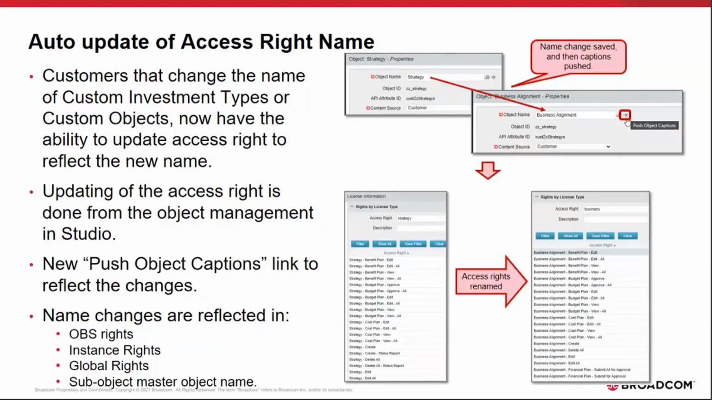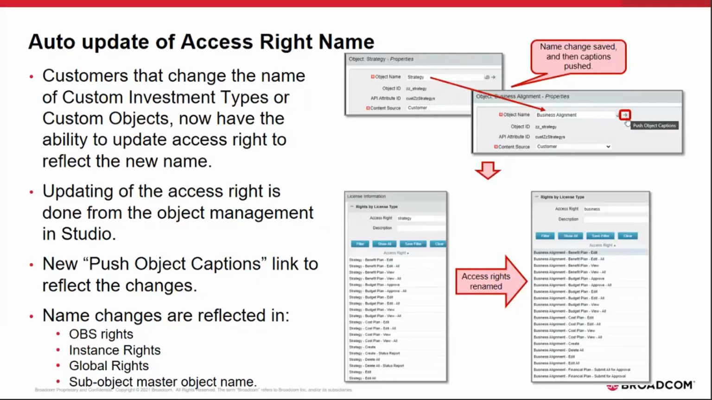However, the AccessRight name in the past would continue to say strategy, and this was causing confusion for the administrators because over time, the term strategy would not mean the same to them because it's now renamed as business alignment.